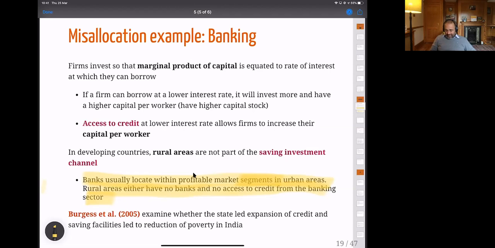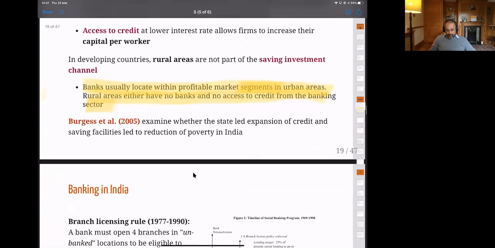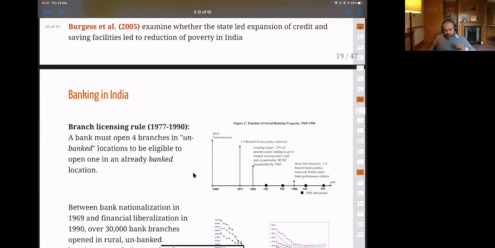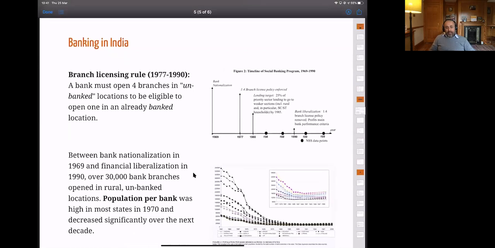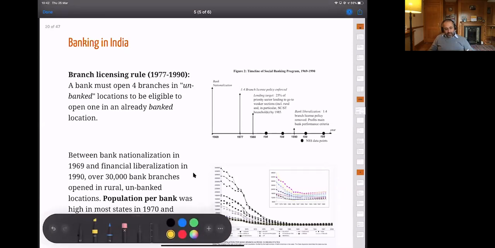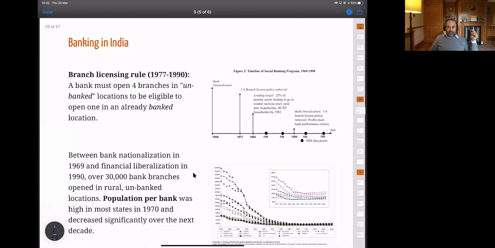So Robin Burgess at LSE started studying this along with Rohini Pande. They started looking at banking in India because the banking policy in India is interesting. There's a nationalization of the banks, and in 1977, what the government of India says, and I'm going to tell you something really interesting here. The reason I'm going to tell you something interesting is you never hear stories about nationalization which are positive, right? So you never hear stories of governments doing something good. You often hear stories of governments doing something inefficient.